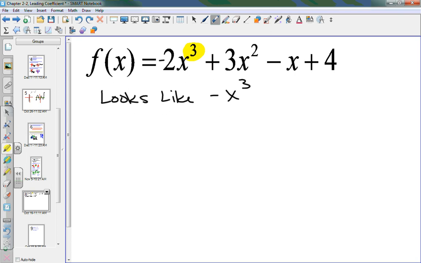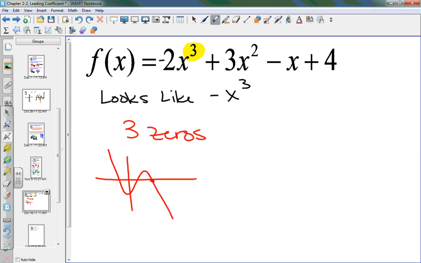So I have 3 zeros, 3 x-intercepts, or 3 factors, whatever you want to refer to them as. So it has 3 zeros, meaning it has 3 x-intercepts. Okay? More importantly, that means I'm going to rise over here. Do you see the picture of the graph?